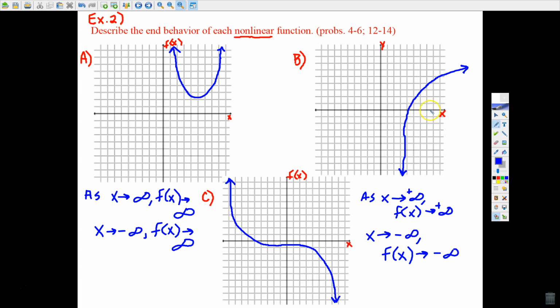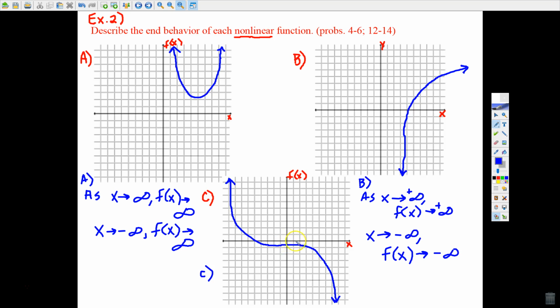So in this case they do basically the same thing. Positive creates a positive right end behavior. Negative creates a negative right end behavior. So that's my answer for letter B. Maybe I can keep these straight this way. This is letter A. Now let's jump down to letter C.